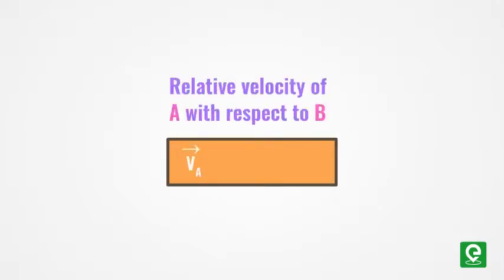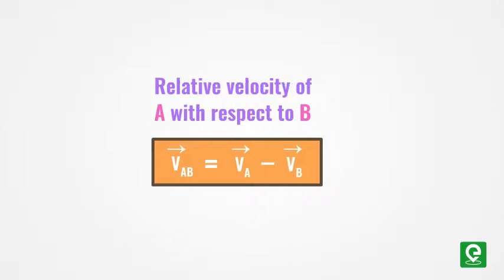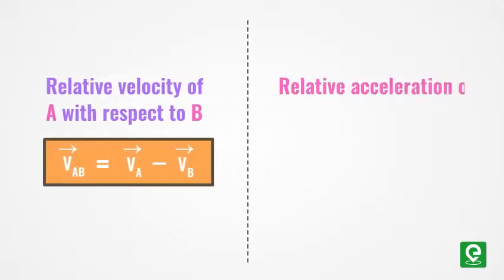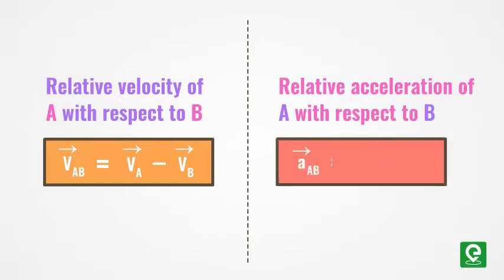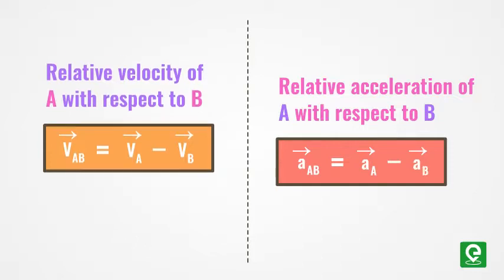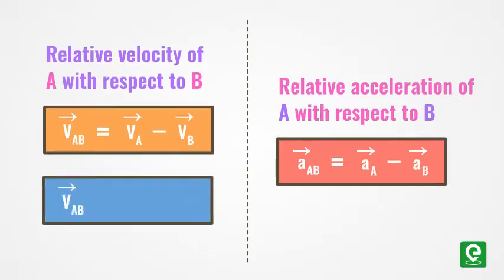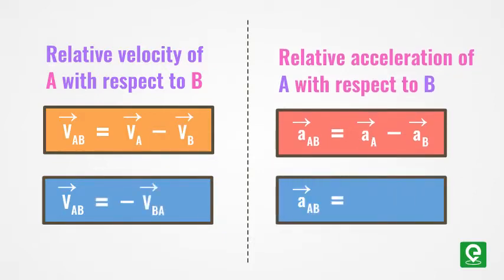Using the same logic, the relative velocity of A with respect to B is written as VAB, and it is equal to velocity of A minus velocity of B. Similarly, relative acceleration of A with respect to B is equal to acceleration of A minus acceleration of B. We can also write VAB equal to minus VBA and AAB equal to minus ABA.